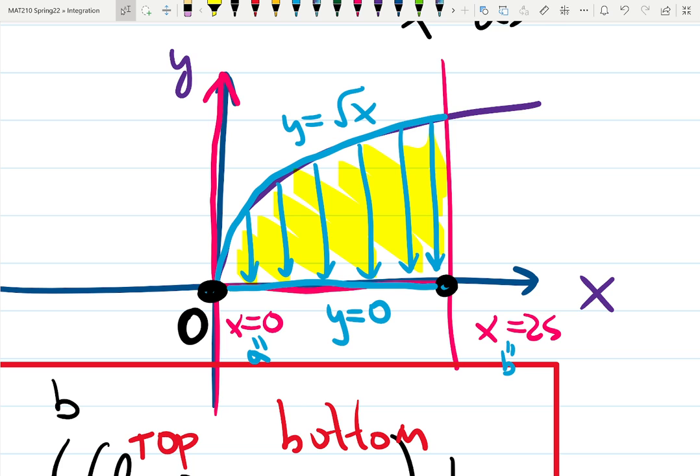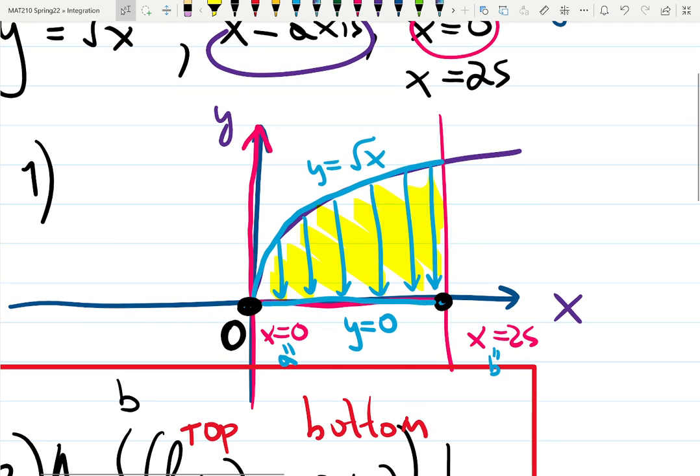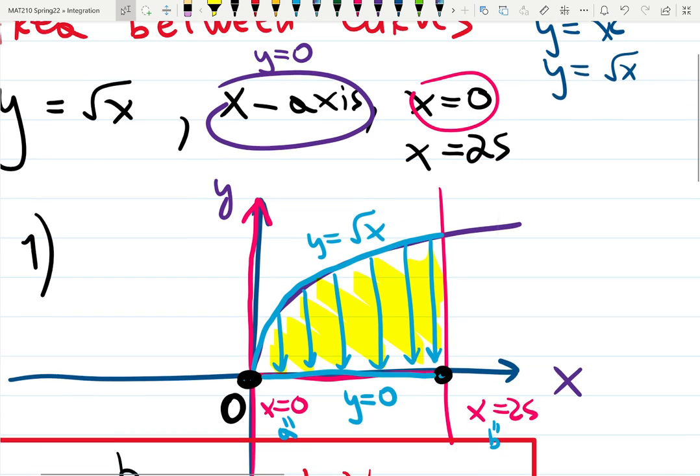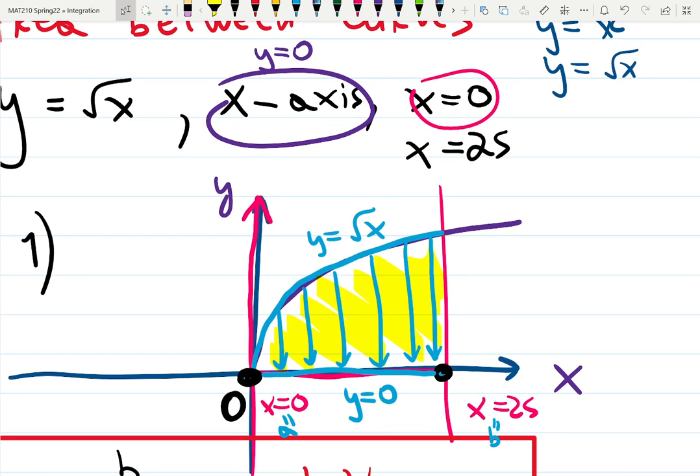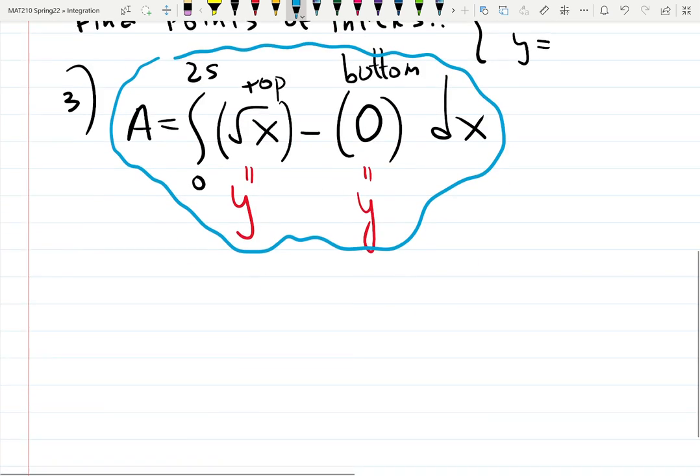It's whatever function is at the bottom. So even if it's not 0, it will be different, which I have a second example to show you. But we have this one as 0 because it said x-axis. So x, oh, let me write this down. That's actually a good note to make.